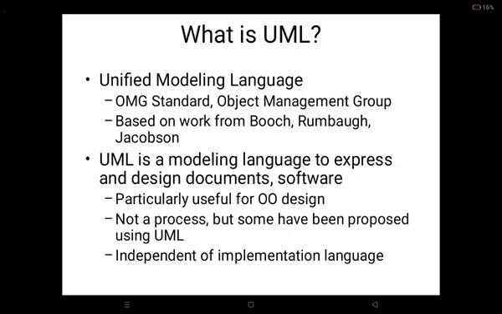What is UML? UML is the Unified Modeling Language. What is Unified Modeling Language? The Unified Modeling Language was developed in 1994 to 1995 by James Rumbaugh, Jacobson and Booch at Rational Software. In 1997, it was adopted as a standard by the Object Management Group, OMG.